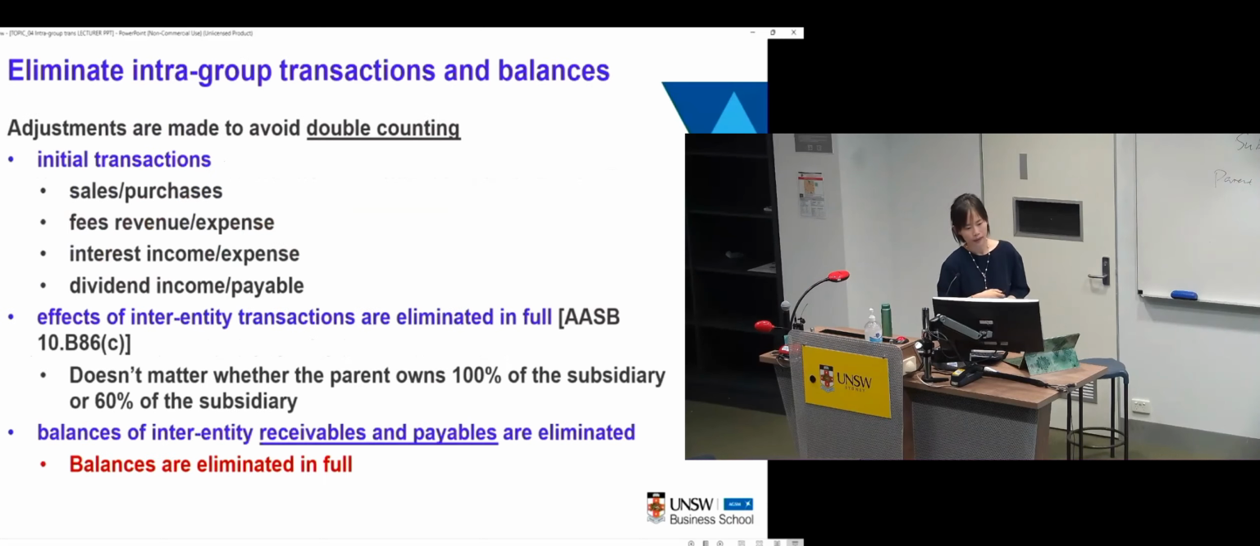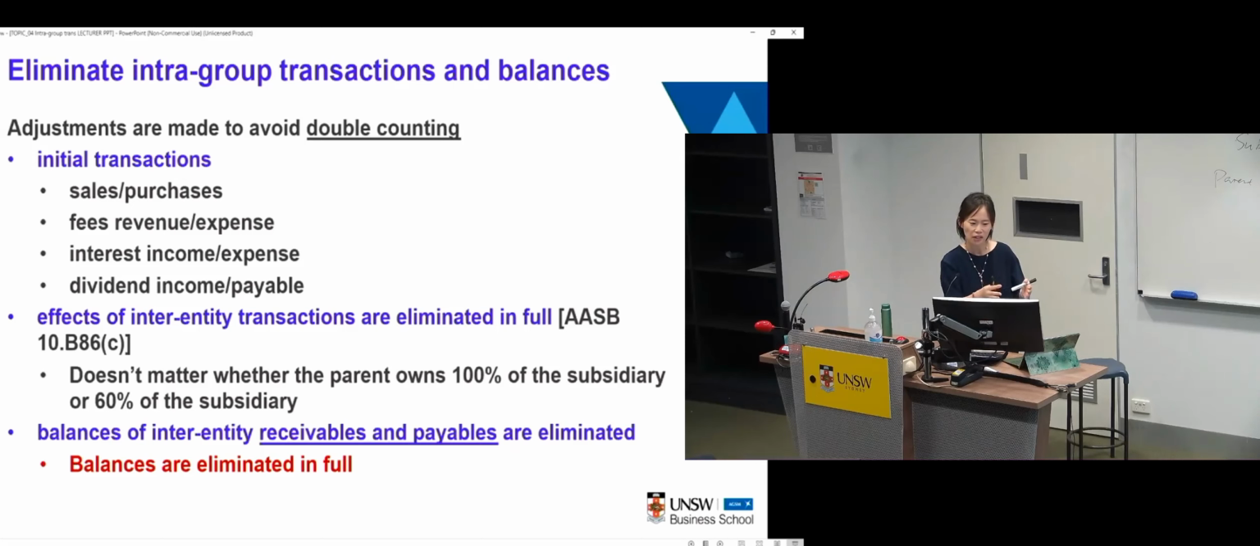Now let's look at the purpose or the reason for the elimination. We have to prepare consolidated financial statements, but another very important reason is to avoid double counting. Why is there double counting? For example, if the parent company sells inventory to the subsidiary for, let's say, 10,000, and the original cost is 8,000, then the subsidiary pays 10,000 to acquire this inventory from the parent, and sells this inventory to an outside party for 15,000. So you can see there's double counting, right?